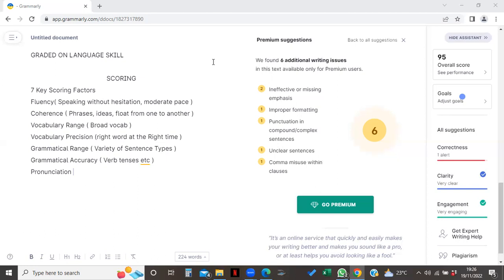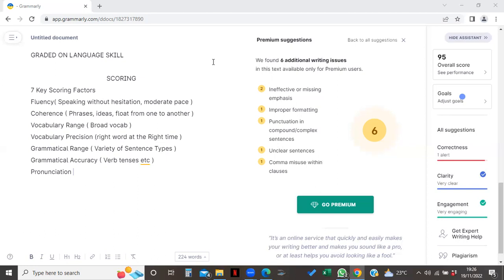Now, grammatical range: a variety of sentence types. It could be a complex sentence, it could be a simple sentence, and so on. So they need a variety of that. Grammatical accuracy really matters: verbs and all that. Make sure you use a formal tone. You're not talking about a kid, you're talking about children, right? So these are all the formal tones.